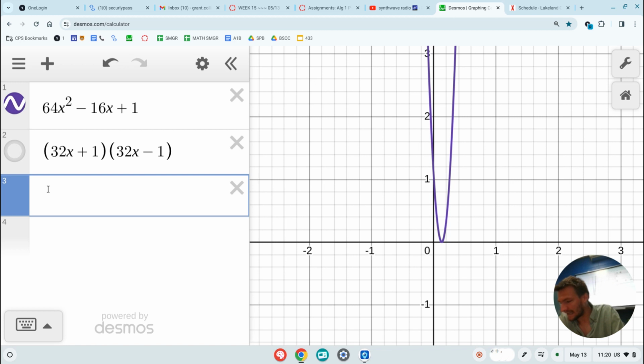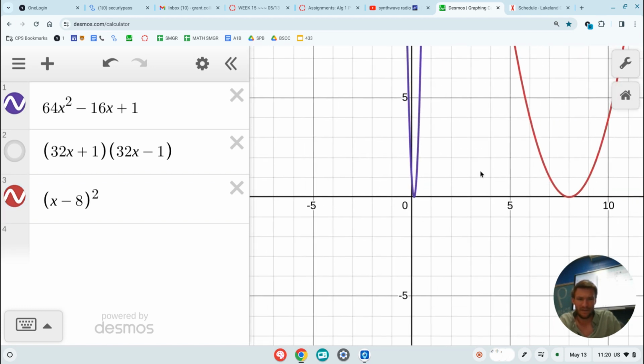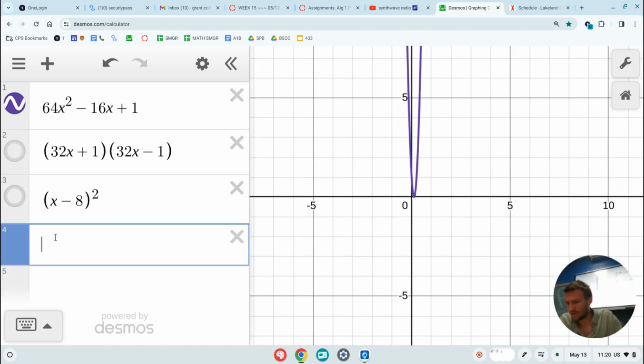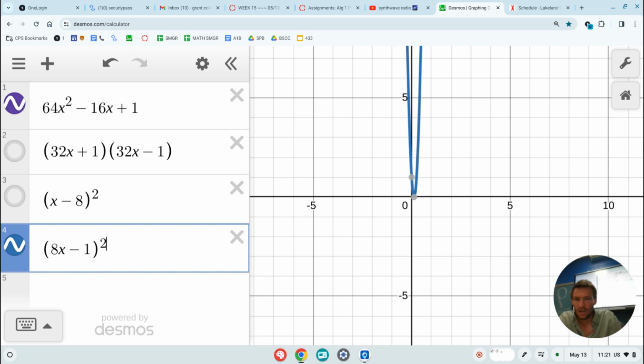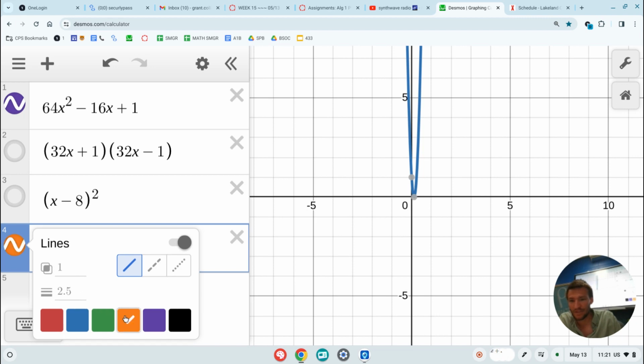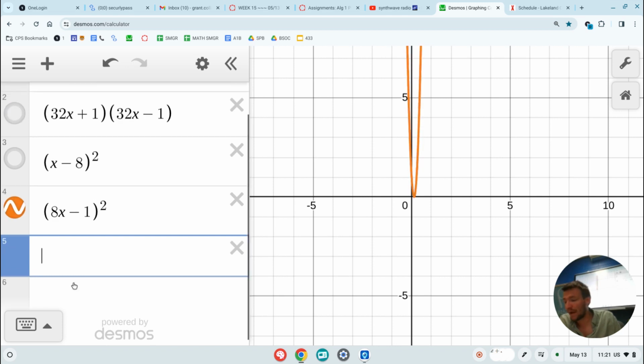Let's try B. Parentheses x minus 8, parentheses, shift 6, 2. Red. I don't even see the red graph. Oh, there it is. No good. Not even close. Now C. Parentheses 8x minus 1, parentheses, shift 6, 2. Now that graph, blue, is covering up purple. And if I even maybe change this to a different color, that orange graph is right on top. That looks like a great match.